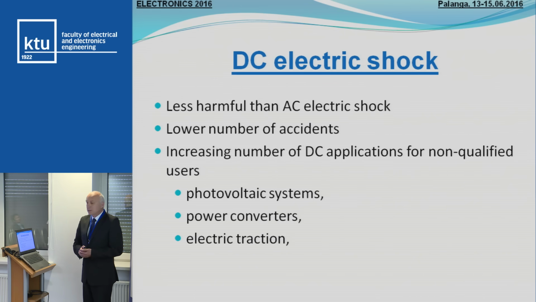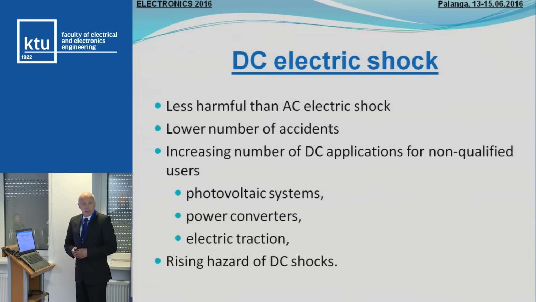Power converters, electric traction. As I mentioned, I work in the Faculty of Mining and Geology. The application of power converters is increasing in underground coal mines with DC intermediate circuit, sometimes very long. Also electric traction causes a lot of problems because the trolley wire is relatively low. It's about 2 meters, 20 centimeters above the ground. So there are some accidents because of touching trolley wire. So we can say that the hazard of DC shocks is rising.